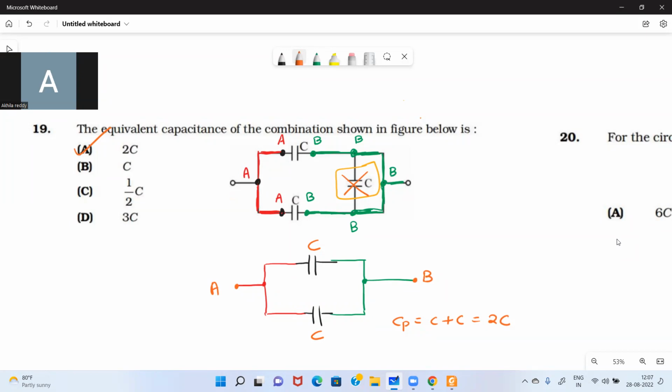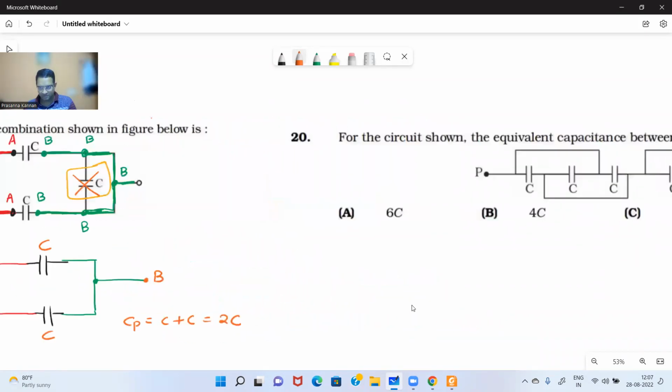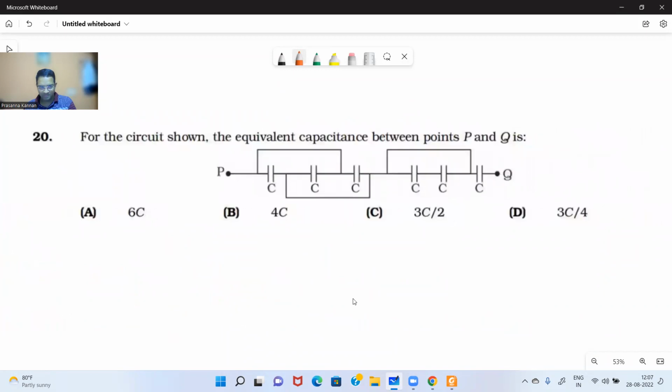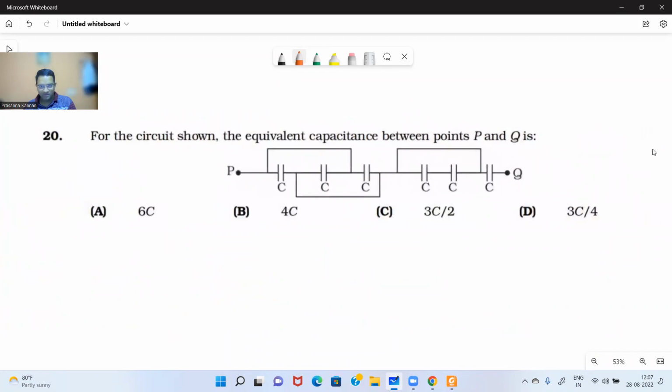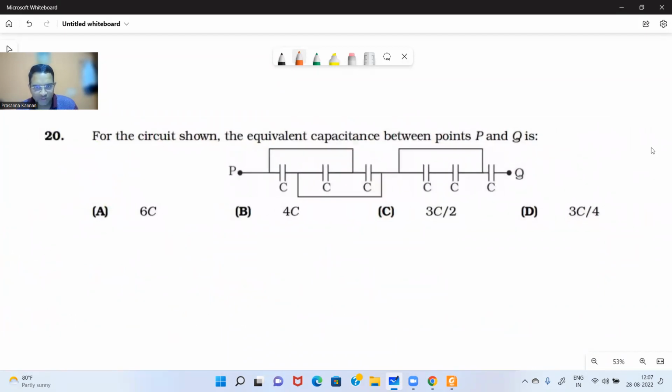Completed, sir. Okay, let's go to the next question now. For the circuit shown, the equivalent capacitance between 2 points P and Q is? I want you to try this yourself. I'll give you a minute or 2. It's very similar to the previous sum. You have to find out the different points and then redraw the diagram. Then we will solve it.